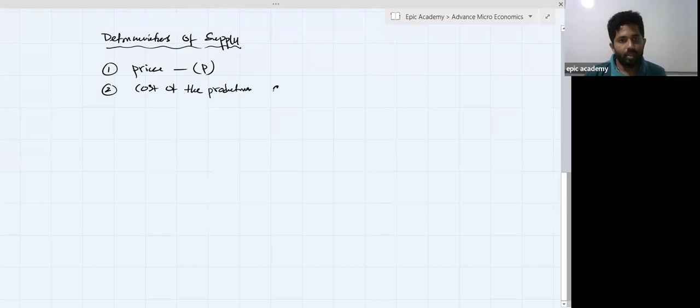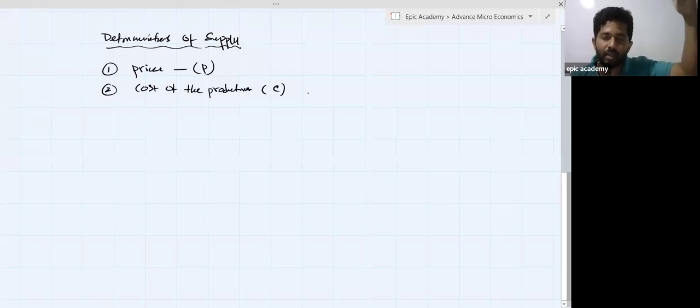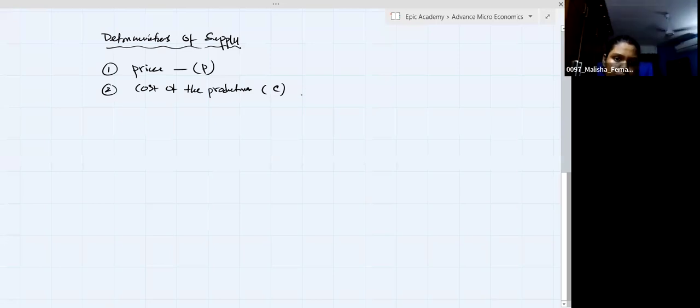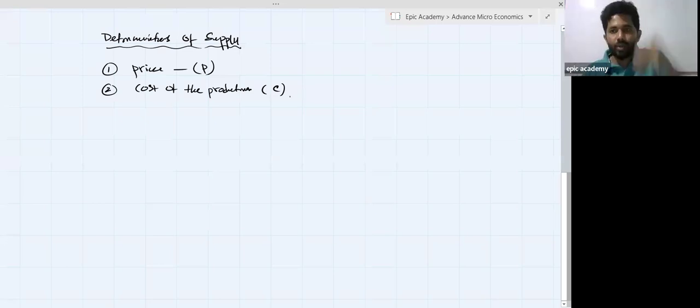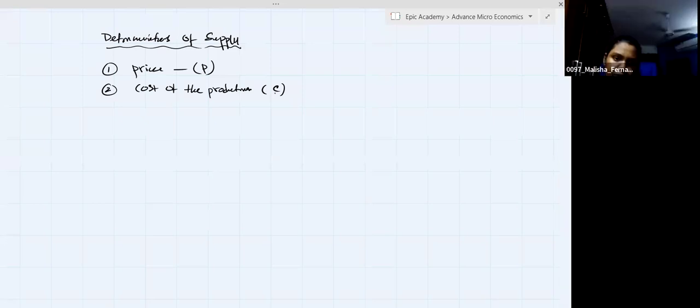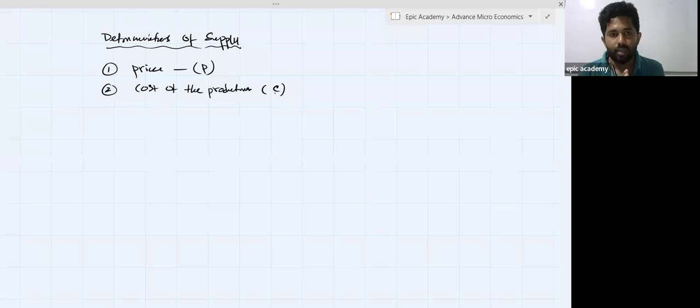We are going to indicate that by using C. Just consider the production cost. If the production cost increases, what will happen to the amount of the supply? It reduces. Yes. If the production costs reduce, they can produce more and more commodities. Then what will happen to the supply? Supply will increase. Yes. So now you can identify the production cost as one of the major factors which determine the amount of supply.